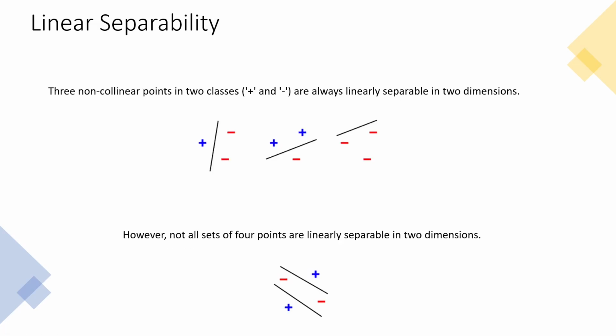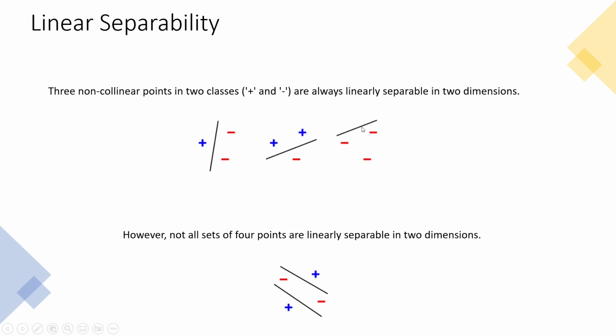Three non-collinear points in two classes, positive and negative, binary classes, are always linearly separable in two dimensions. If you check these examples, for example, we have two minuses and one plus, that's linearly separable because I have a lot of lines that can separate these two classes. That's similar for this case as well. If they were collinear, meaning on the same line, if that minus was here, for example, it was still linearly separable. But if this minus was here, they are collinear and not linearly separable.